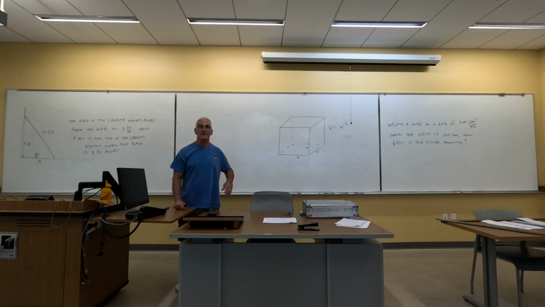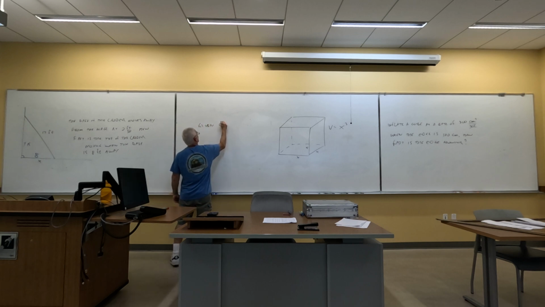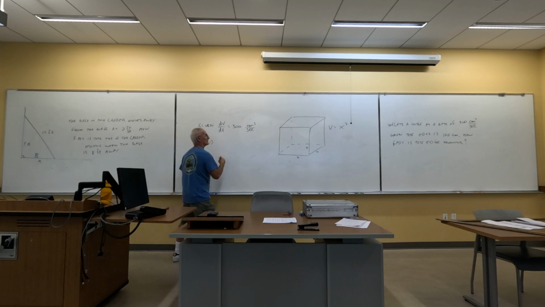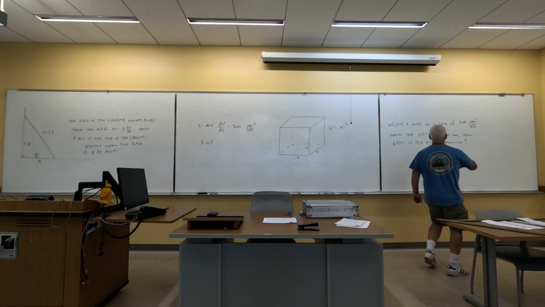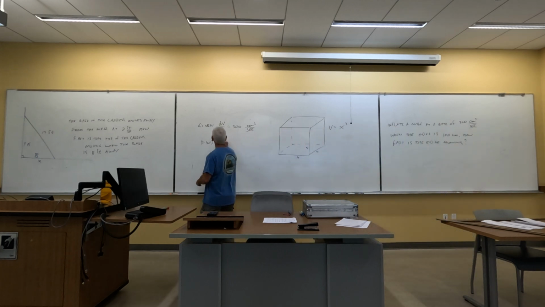So I'm giving you the rate of change of volume with respect to time, dV/dt. I'm giving you dV/dt. Everybody see that? How do you know? Simply from the units. So I'm given the rate of change of volume with respect to time is 300 cubic centimeters per second. I want to find the rate of change of the edge with respect to time, which would be dx/dt, but very specifically when? When x is 100.